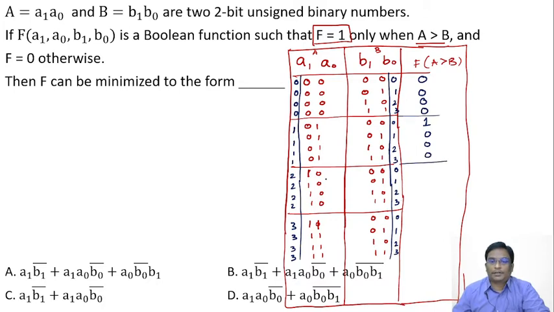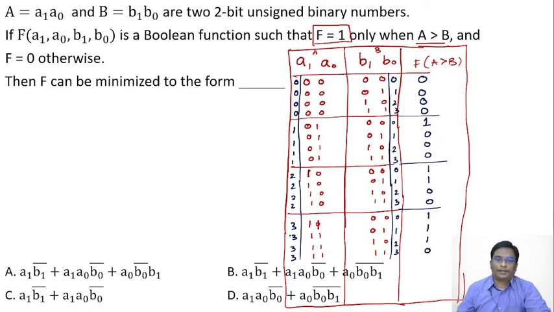Similarly, this combination: this is 2, compared with 0, 1, 2, 3. 2 greater than 0? Yes, true. 2 greater than 1? Yes, true. 2 greater than 2? No. 2 greater than 3? No. Here, 3 greater than 0? Yes. 3 greater than 1? Yes. 3 greater than 2? Yes. 3 greater than 3? No.